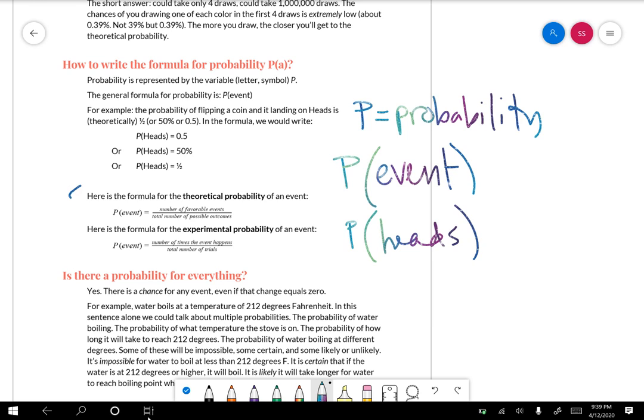Now, the two different formulas we've been looking at, there's one for theoretical and one for experimental, and the two formulas are given here. The difference again is that experimental is when we're actually doing something, so how many times we're actually flipping a coin and it lands on heads. And the theoretical would be what we expect to happen.